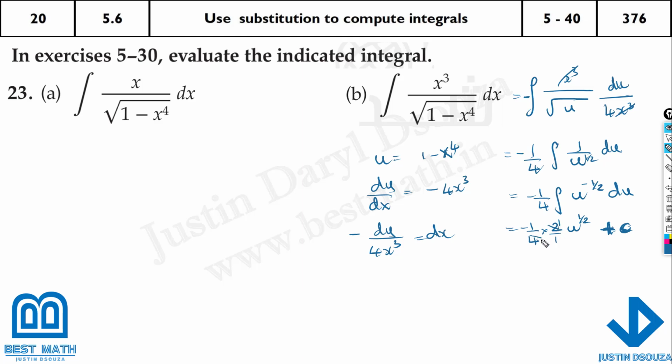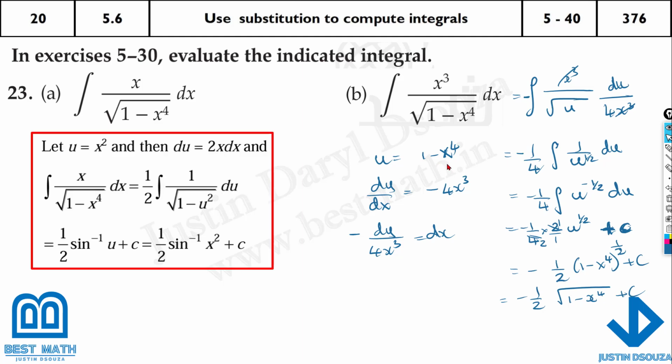Now here you can write 1 times 2, and you're remaining with minus 1 by 2. What is the u value? The u value was 1 minus x power 4 the whole power half. Sorry, it's 1 by 2 plus c. You can also rewrite this as minus half square root 1 minus x power 4 plus c. It's as it is what we had got initially. It was written in square root radical.